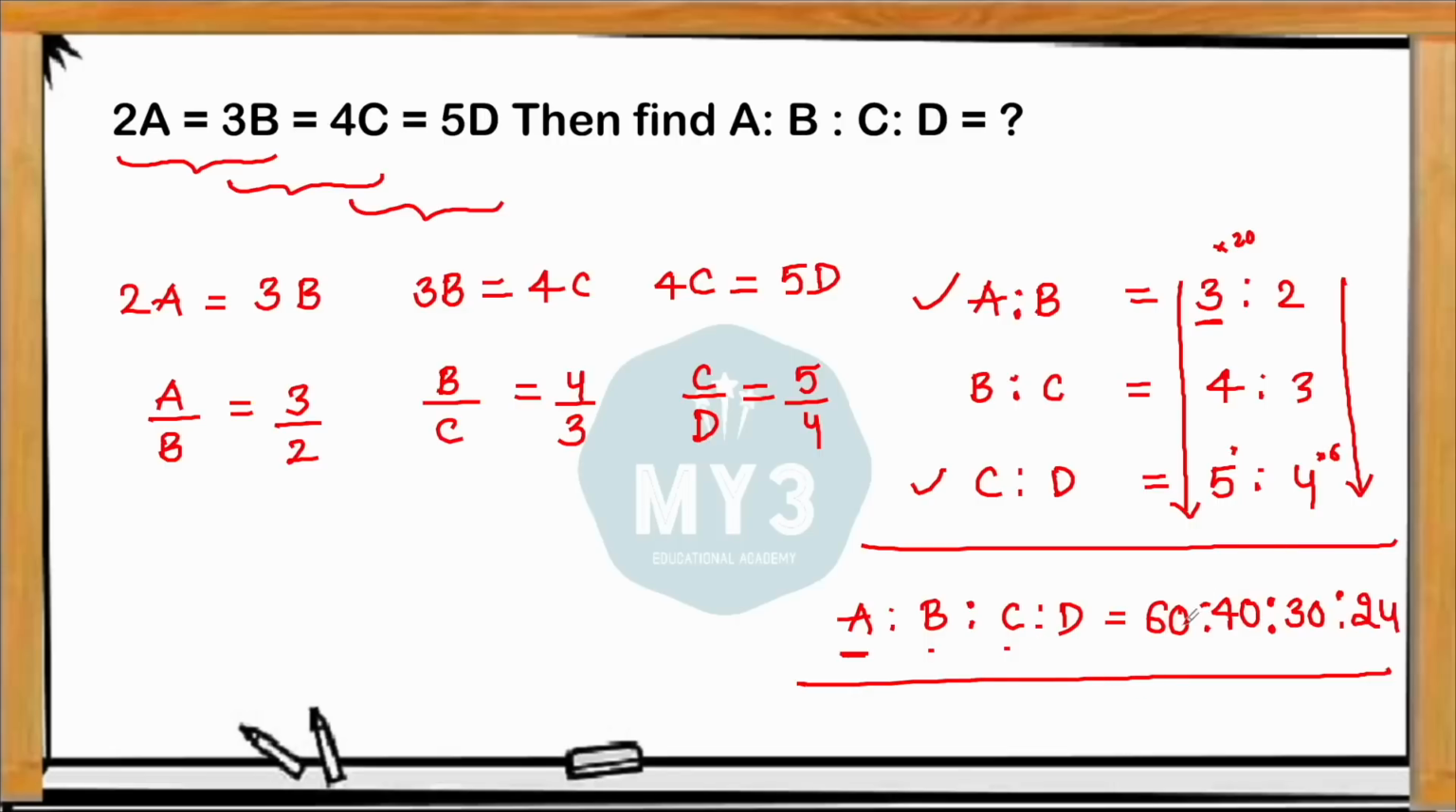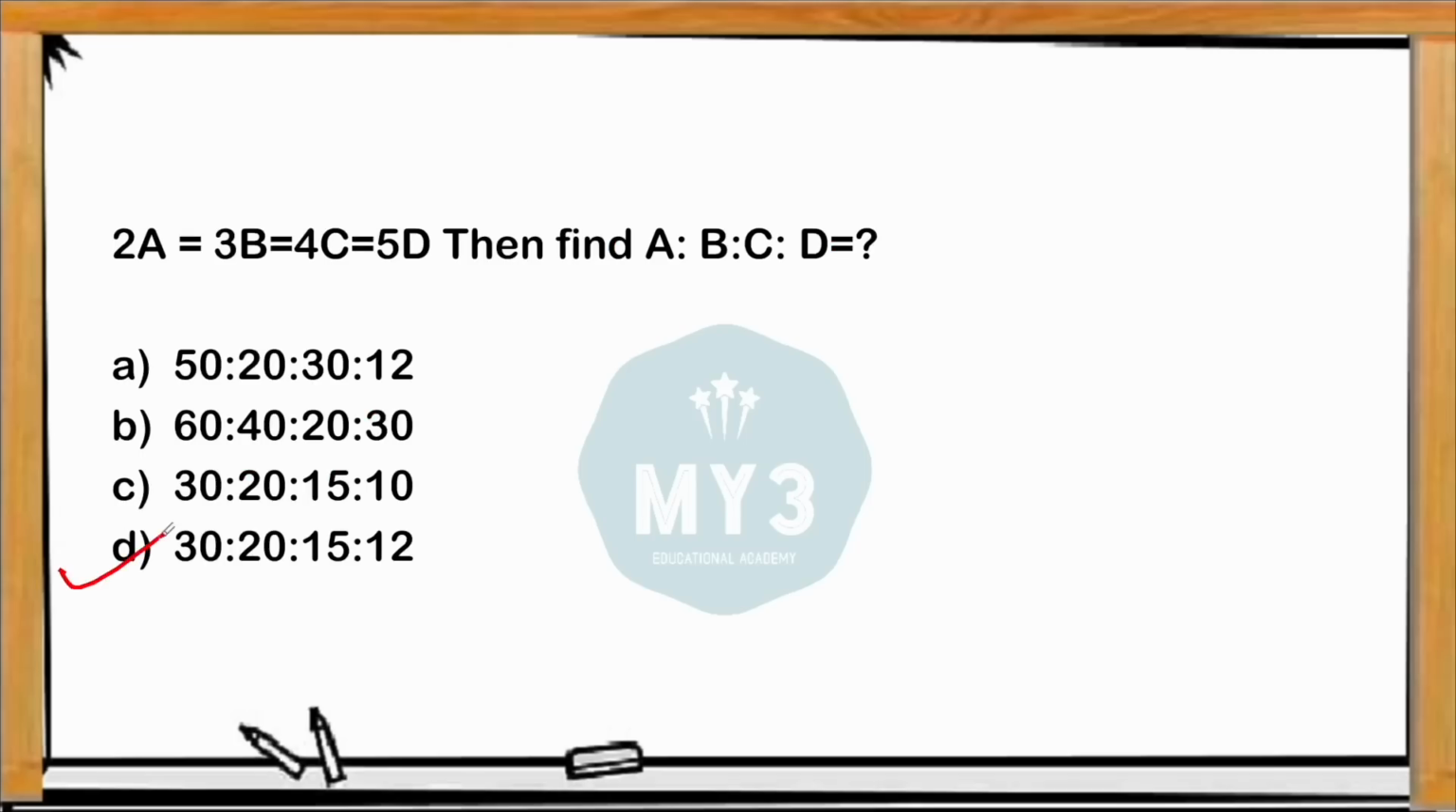So, if you can further simplify this, you can also write this as 30 is to 20 is to 15 is to 12. So your answer choice must be option D, 30 is to 20 is to 15 is to 12.